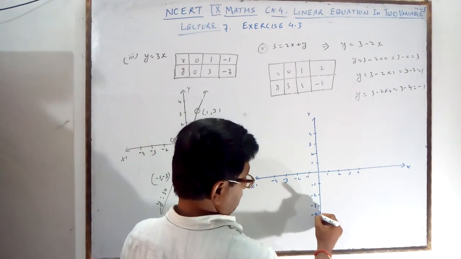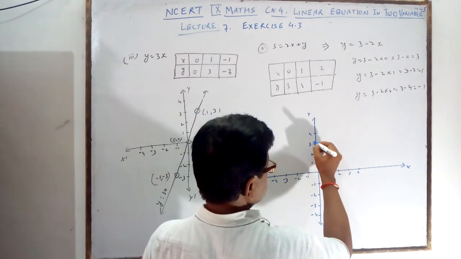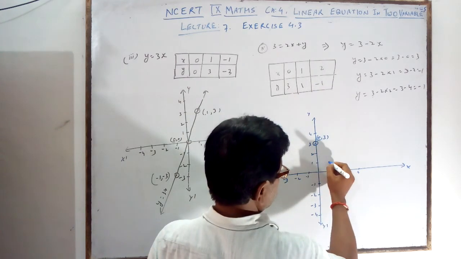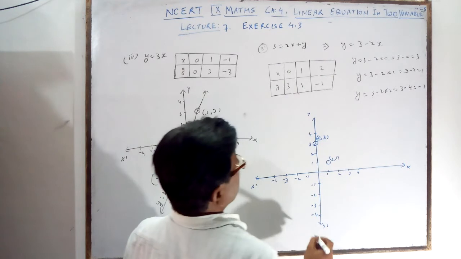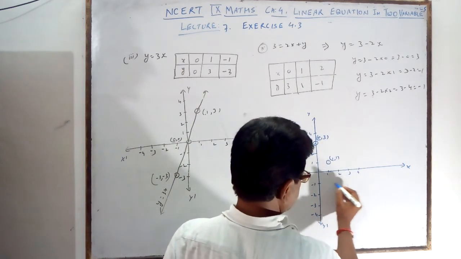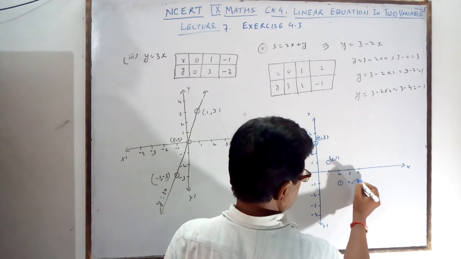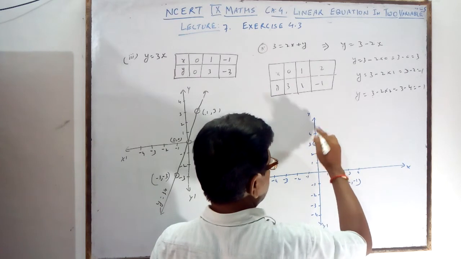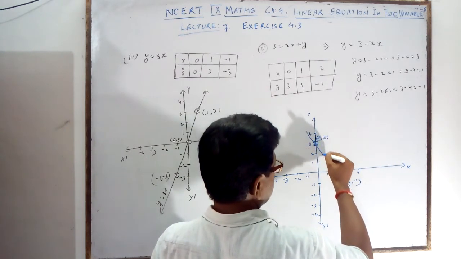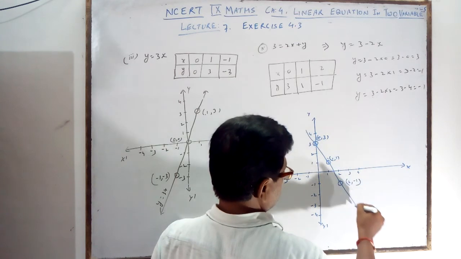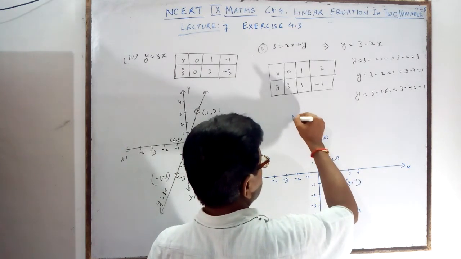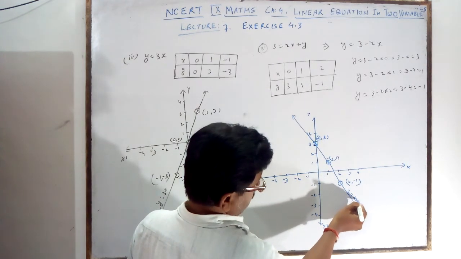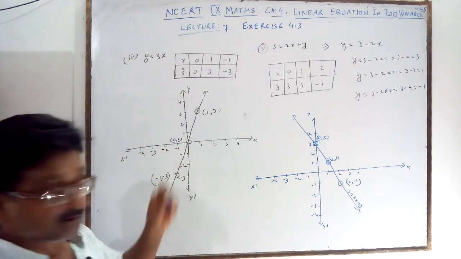What is the first point? 0 comma 3, 1 comma 1, and 2 comma minus 1. 2, then minus 1 is here, it is 2 comma minus 1. And then we plot a graph which will pass through these points scale by scale. When you join, you will get a straight line. It is your question, 3 is equal to 2x plus y. It is your equation.